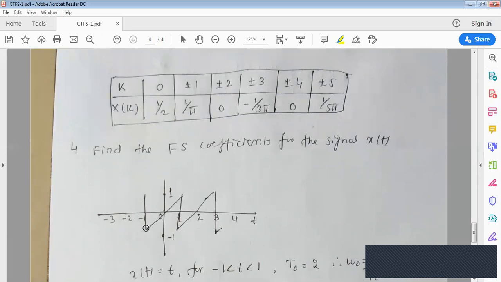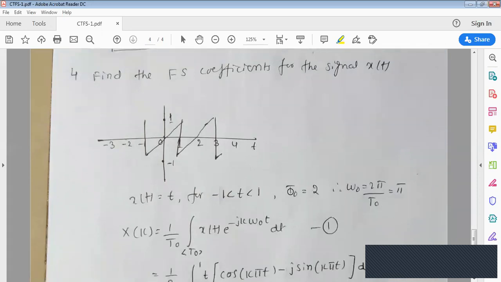See here, it is -1 here. At what point is it -1 again? This one. So what is the difference? How much is the period of the signal? 2. Very good. So the period of the signal is 2. Once again, omega naught is 2 pi by T naught, that is equal to pi. X of t is equal to, what is the definition? It is a ramp signal. Look here. X of t is equal to t. At t equal to 0, it is 0. At t equal to 1, it is 1. At t equal to -1, it is -1.